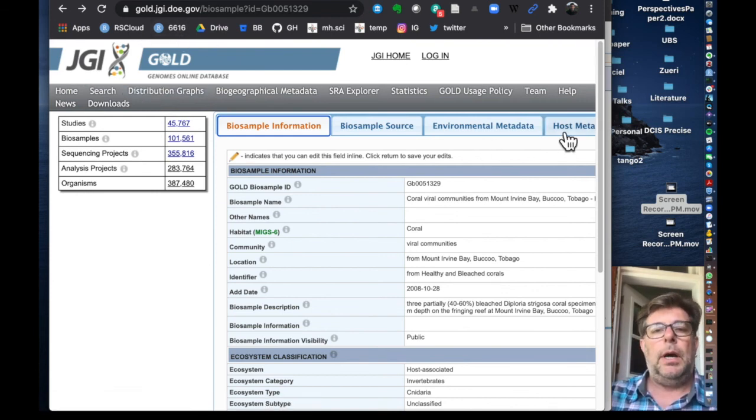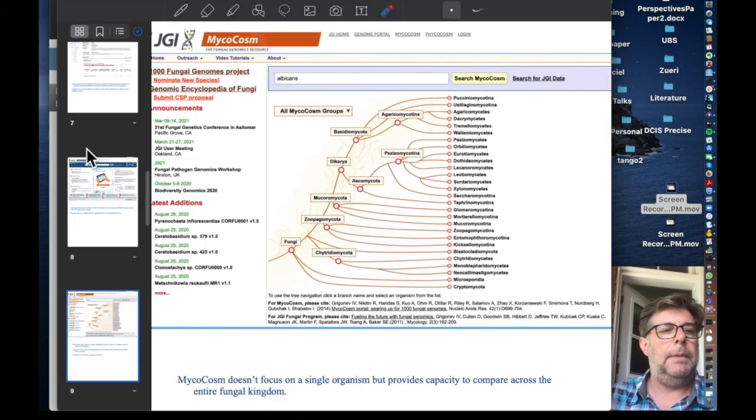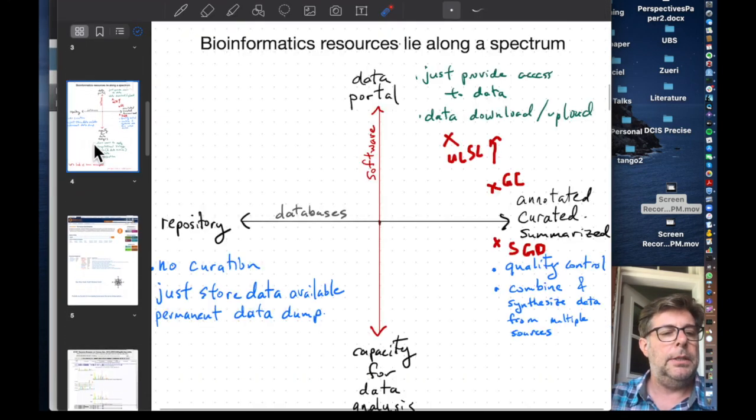Okay, so I think maybe we should go back to our little map here. Where does that sit along this spectrum? Well, I would say it's not really a repository. It combines that kind of basic data dump with actual curation by asking all sorts of information about those samples. So that's quite good, and it does actually offer a lot of capacity for data analysis. So I might put the JGI down here, and that's a pretty nice place to be, I think, right? So it offers some nice tools.